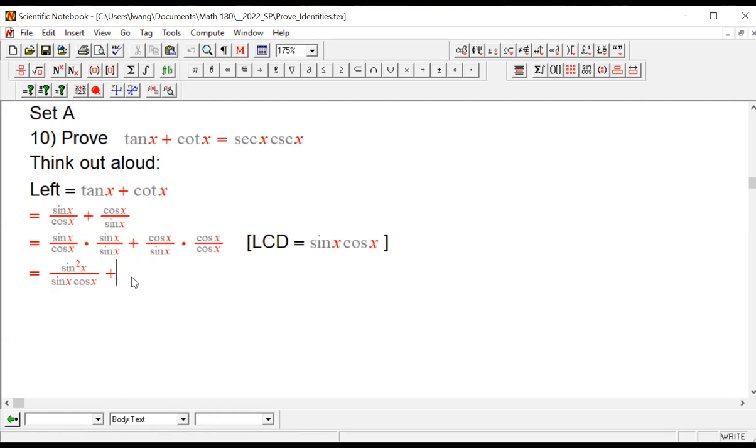Plus, on the other term, the second term, we have the same denominator, which is sine x cosine x, and the numerator is cosine square of x. Now we have the same denominator, and we're going to keep the same denominator and add the numerators. So we add sine square x plus cosine square x.